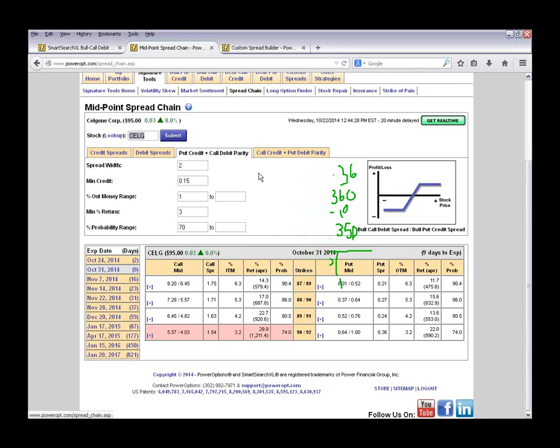We can go in the spread chain, and we can look at the put credit versus call debit parity, or the call credit versus put debit parity, and you always want to make sure you evaluate that before you look at a new position.